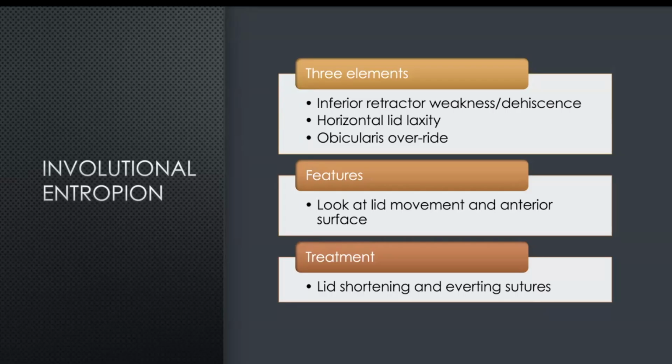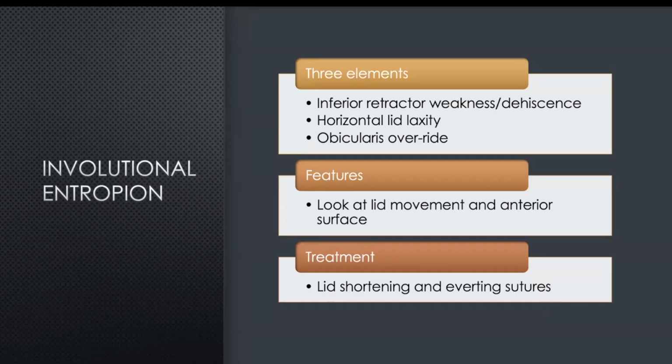So typically, from an operative point of view, what you're going to do is deal with the horizontal lid laxity, and then you're also going to deal with the inferior retractor weakness. But what you can sometimes do is, with a bit of Botox, fix entropion by just relaxing the orbicularis, and that also pulls the eyelid down. You want to look at your lid movement. You want to understand which way the laxity is coming from. Is there a huge amount of medial canthal laxity versus lateral canthus?